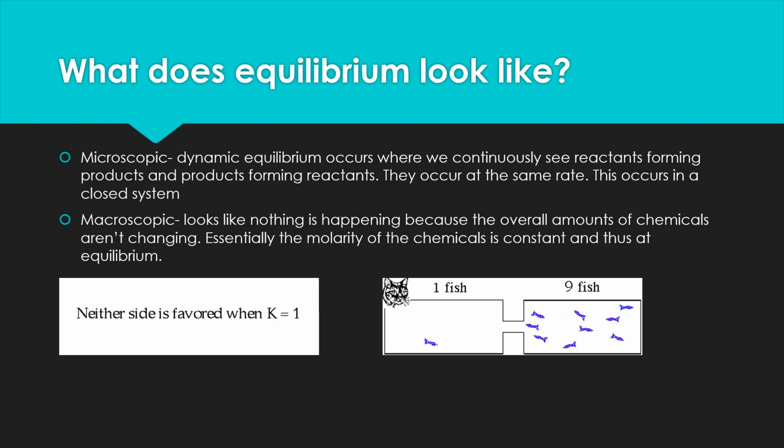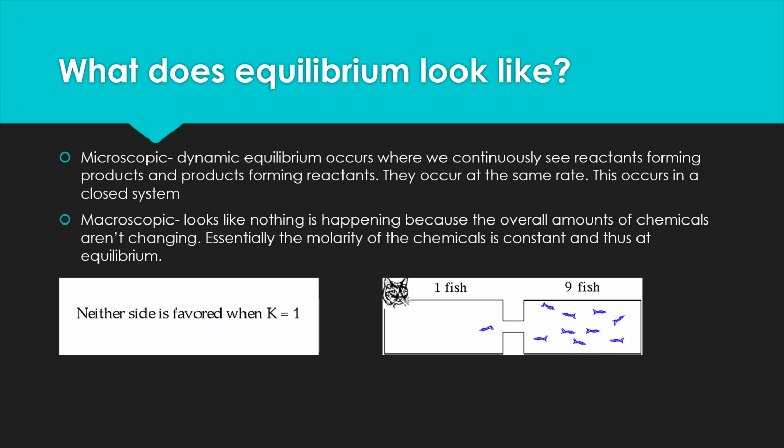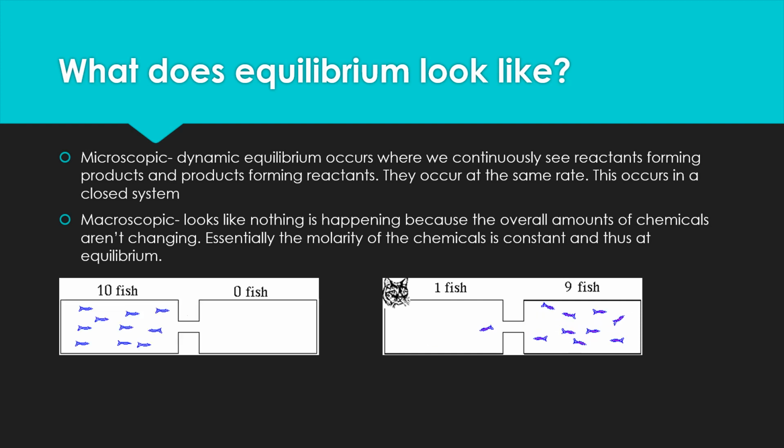So the amount of chemicals, the concentration of chemical, or fish in this case, does not change. We have reached an equilibrium. Both of these, the one on the left where there's 5 on each side and the one on the right where there's 1 and 9, are both at equilibrium. They reach a point where the amount of fish is not changing on each side.